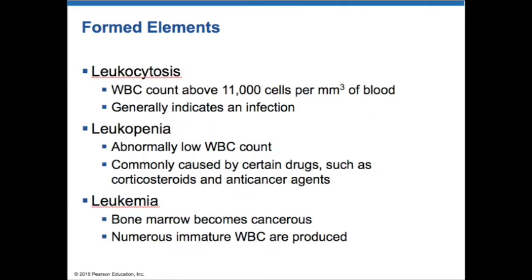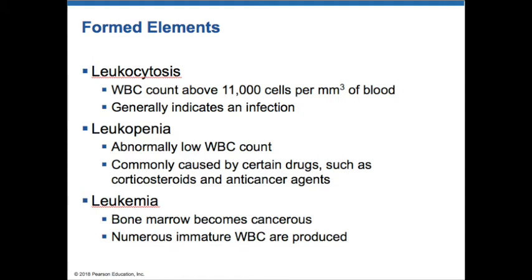leukocytosis. This is going to be the condition that happens when your white blood cell count is above 11,000 cells per cubic millimeter of blood. And again, these higher than normal levels of white blood cells will generally indicate an infection. What kind of infection? That does depend on the type of white blood cell that is going to be elevated.